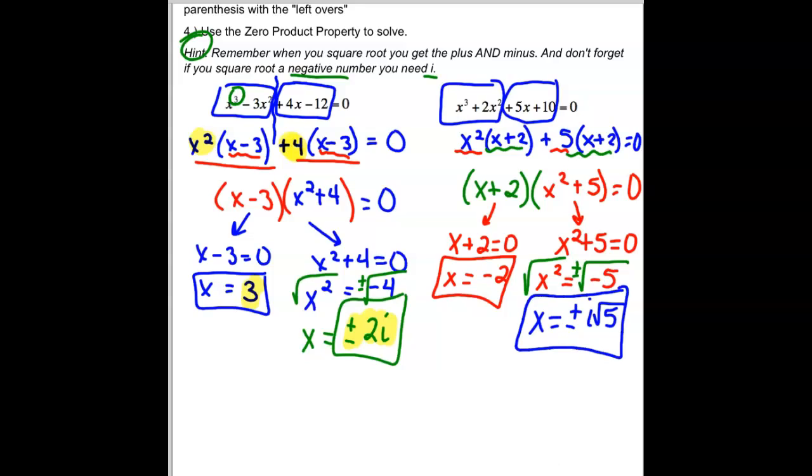So again, we have 3 solutions. We have a negative 2, we have a plus i root 5, and we have a negative i root 5. That counts as my 3 zeros for my cubic expression. All right.